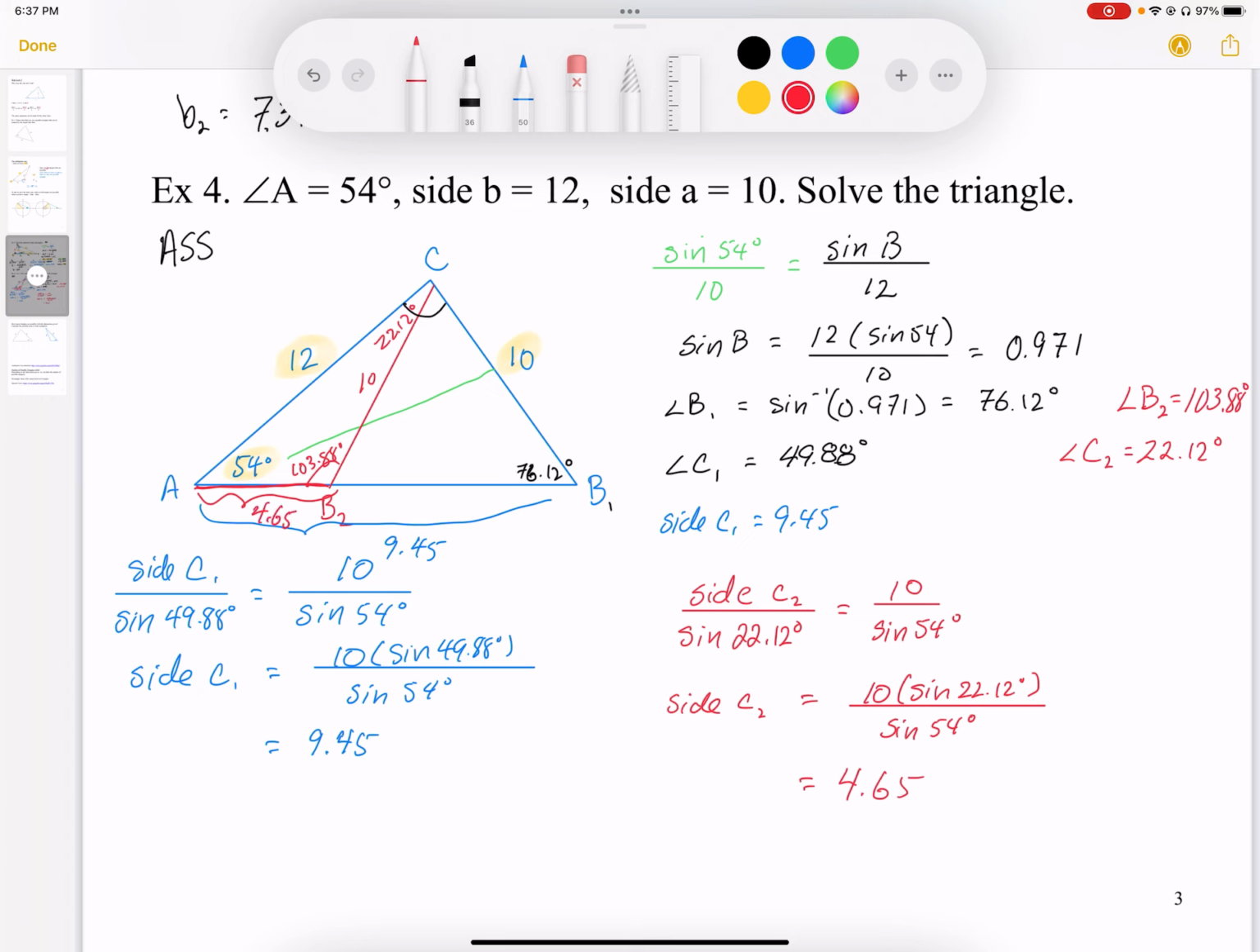So now I've solved all the side lengths and angles of the blue triangle. And for the red triangle there, I have all three angles, and now I have the third side. C2 is going to be 4.65. So I've solved both triangles. Again, make sure that you've organized all that information so that it's clear that I have all three angles and all three sides.